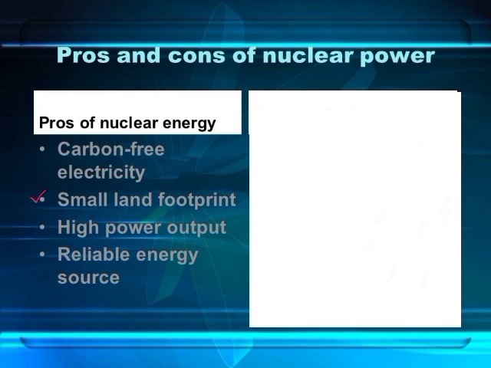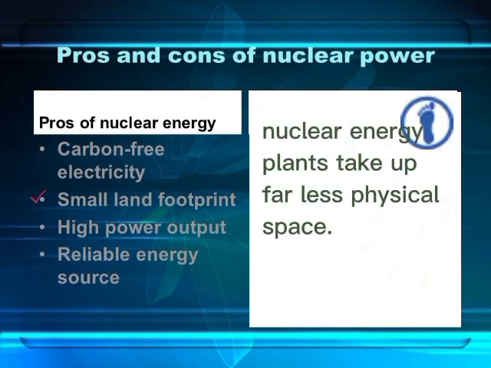Second is small land footprint. Compared to other common clean energy facilities, particularly wind and solar power, nuclear energy plants take up far less physical space. According to the Department of Energy, a typical nuclear facility producing 1,000 megawatts of electricity takes up about 1 square mile of space. Comparatively, a wind farm producing the same amount of energy takes 360 times more land area, and a large-scale solar farm uses 75 times more space.